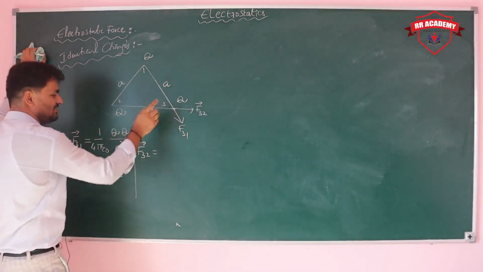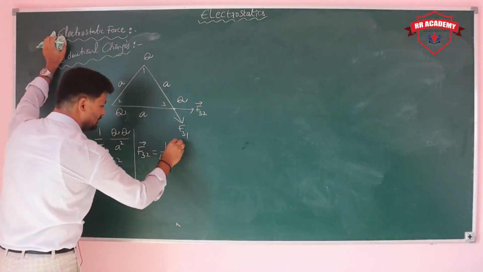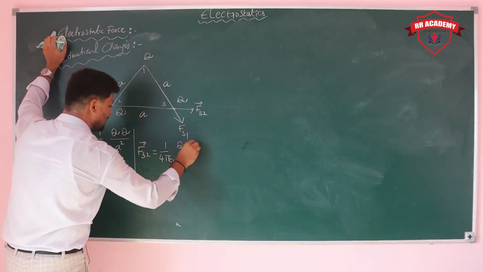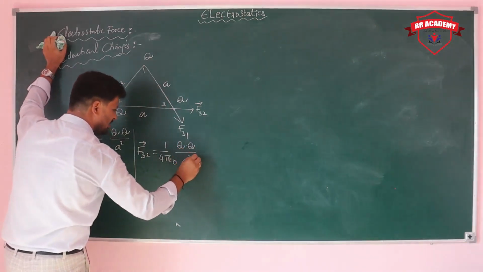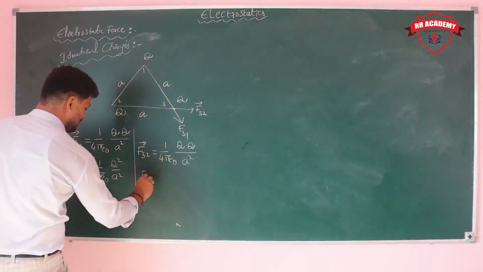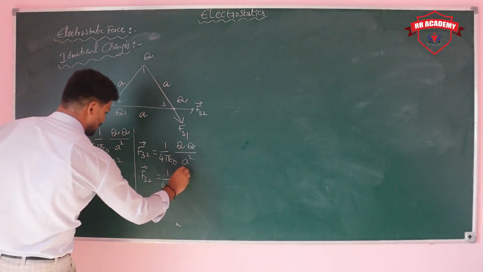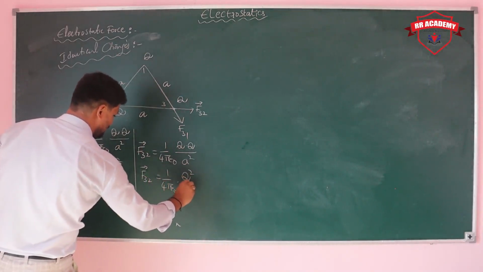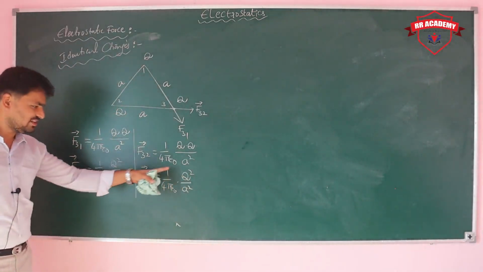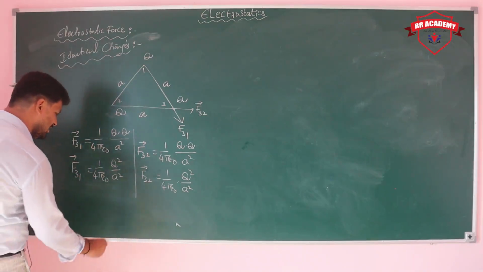This is the second and this is the third. So how much are you getting? 1 by 4 pi epsilon naught Q2 Q3 upon a square, because the distance is a. So this is also F32, and you are getting 1 by 4 pi epsilon naught Q square upon a square. This is also Q square upon a square. Means these two forces are equal in magnitude.